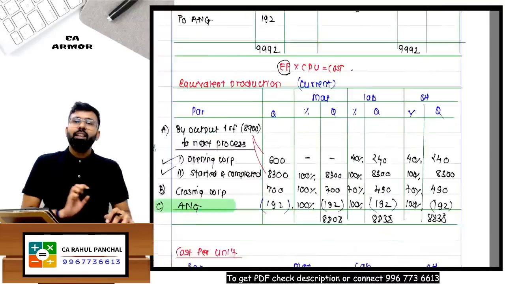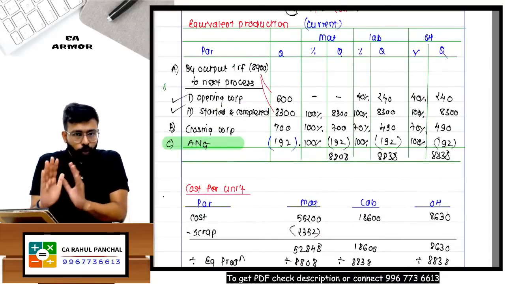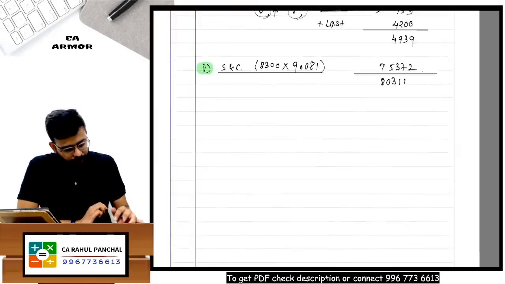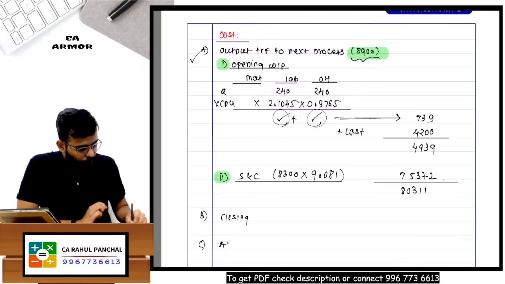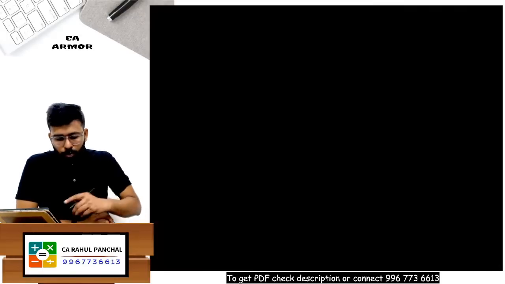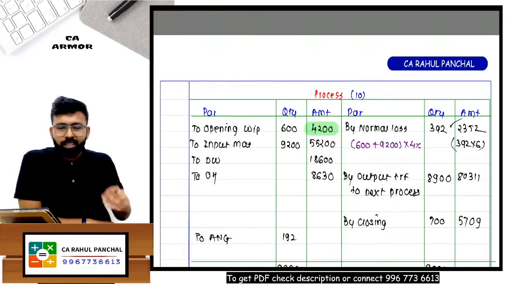For abnormal gain, there is a shortcut. You will have to calculate. First here you will have to show the working. First the A part, then the B part, the closing WIP working, and then you will show the abnormal gain working. Sir, how will the abnormal gain working be shown? Let us give some idea.